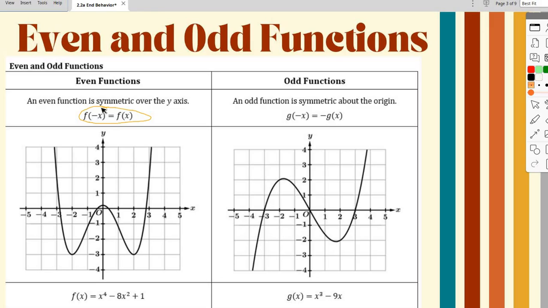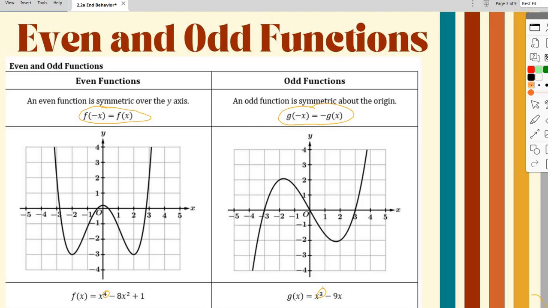So it's going to be symmetric over your y-axis. It's kind of like mirrored, okay, horizontally. The other big thing, since we're dealing with polynomials, is if our degree, or the highest exponent, is even, then your function will also be even. Kind of makes sense, right? If your degree is odd, then your function will also be odd. And it is symmetric about the origin, which is a little bit different.